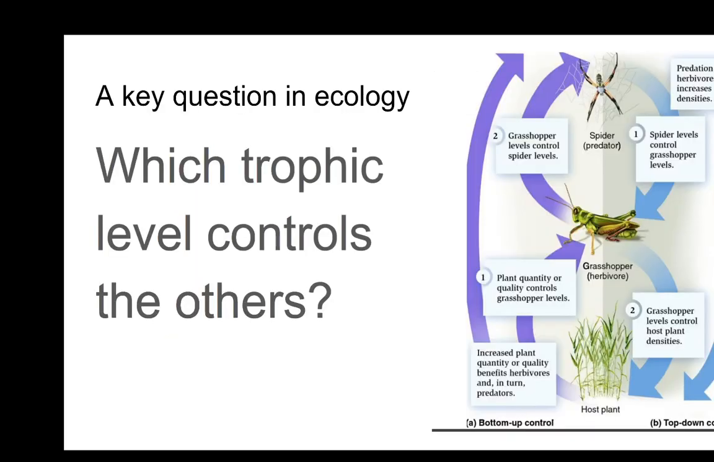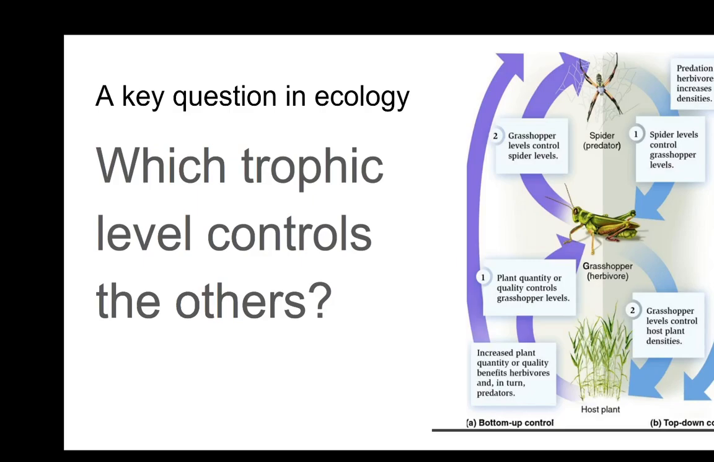And so one of the really interesting questions in ecology that the rest of the work you'll do today focuses on is which trophic level controls the others? Is it that the presence of plants and the size of the plant community determines how many grasshoppers there are? Or is it the other way around, that the number of spiders determines how many grasshoppers there are, which then determines how large the plant community is?